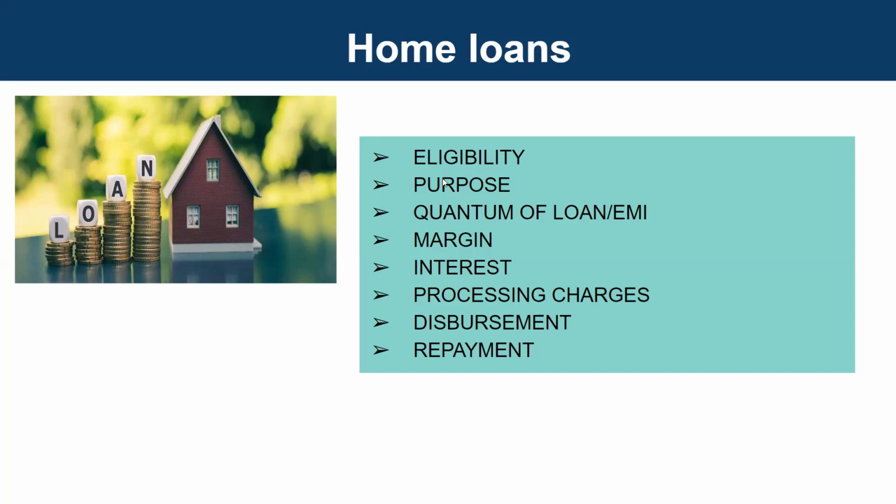The purpose is to purchase or construct the house, renovate or extend or repair it, or purchase a plot and then construct the house. Quantum of the loan: there is no upper ceiling in many banks, but net take home should be 30 to 40% of the gross income, and the amount for repairs and renovations also varies from bank to bank.